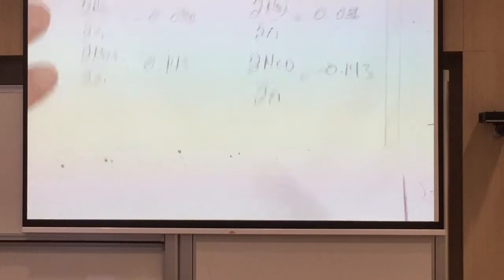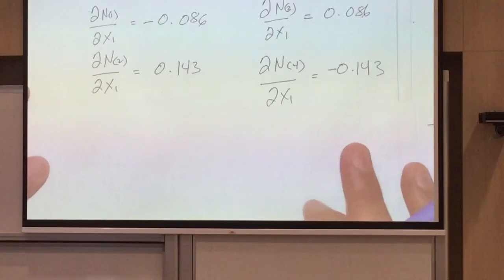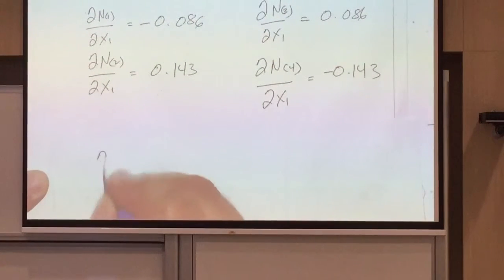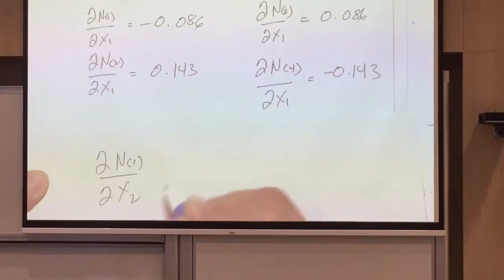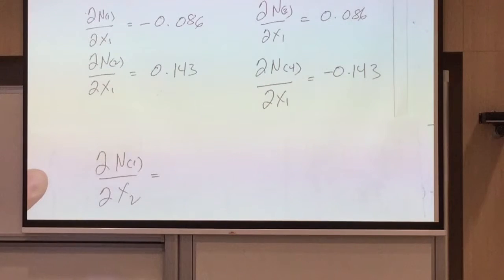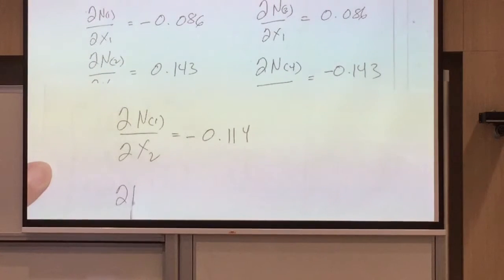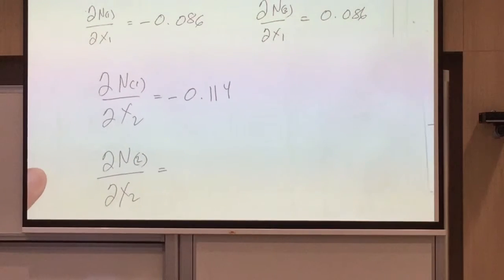So let's repeat it. What do you have here? Show M1 X2. What do we have here? 0.114. M2. What do we have here?